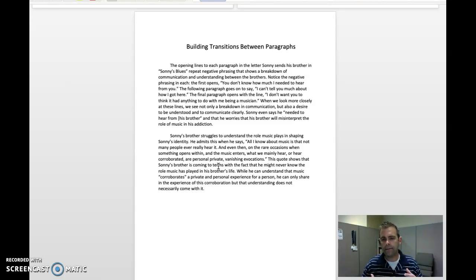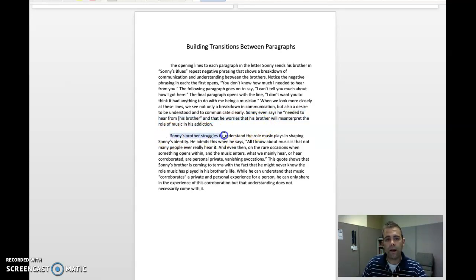The idea here is we want to take one little piece from this first paragraph right up here and connect it to the bottom. It's not super difficult, but we want to see if there's a connection, and then we're going to borrow a piece of language or a phrase and put it into this first sentence somehow. So here, Sonny even says he needed to hear from his brother and that he worries his brother will misinterpret the role of music in his addiction.